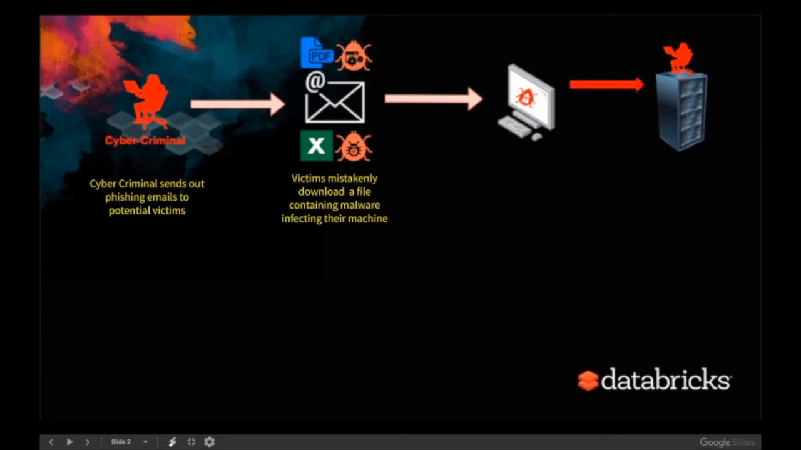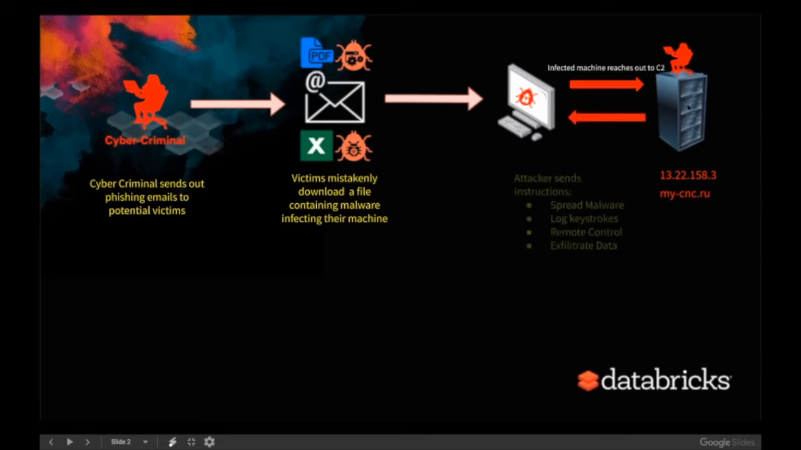And once their machine is infected, it will reach out to a C2, command and control, which the attacker controls. This is typically, historically I should say, an IP address or a domain name that would be hard-coded in the malware's binary. And once the machine communicates to the command and control, the attacker can send instructions to the malware to spread more malware within the network, to do things like log keystrokes, remote control that machine, and start exfiltrating data.